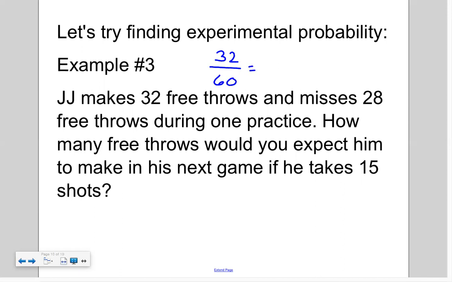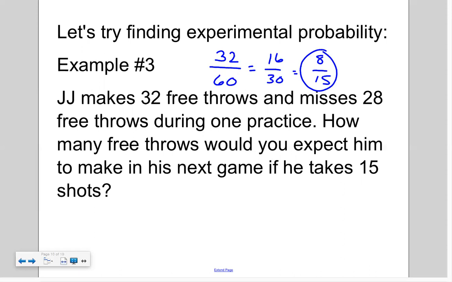Let's go ahead and reduce this. I'm just going to split these in half. We get 16 and 30. Split in half again, 8 over 15. So this is the experimental probability. Now, it just so happens that he takes 15 free throws next game, which doesn't always work out that way. But how many free throws would you expect him to make in the next game if he takes 15 shots?